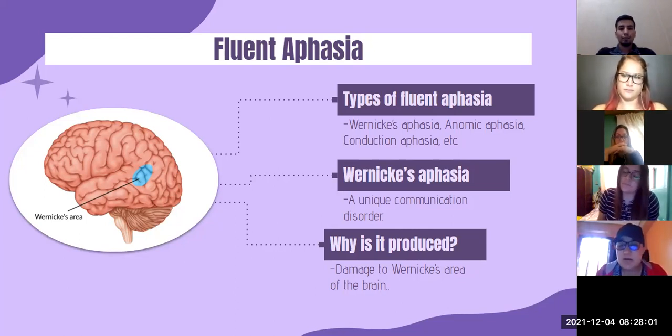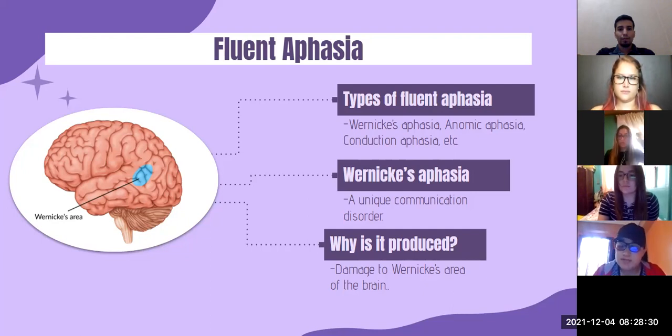Fluent aphasics don't have problems producing language, but they have a great deal of difficulty selecting, organizing, and monitoring their language production. So there are different types of fluent aphasia, but the most studied one is called Wernicke's aphasia. And this one is caused by damage to Wernicke's area of the brain.